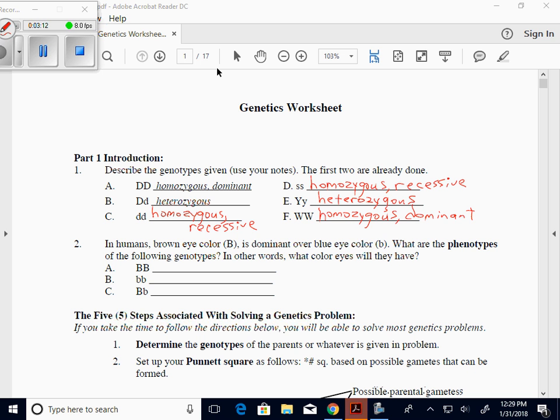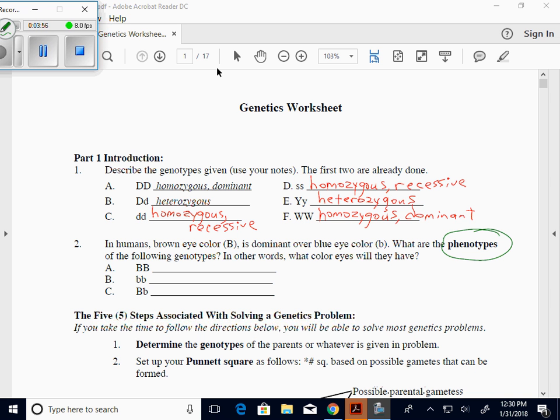Do we understand heterozygous, homozygous? Do we understand dominant, recessive? Okay? Now we're going to bring in another word, and it is this guy right here. Phenotypes. Okay? Phenotypes. It says right here, number 2. In humans, brown eye color, capital B, is dominant over blue eye color, lowercase b. What are the phenotypes of the following genotypes? In other words, what color of eyes will they have?